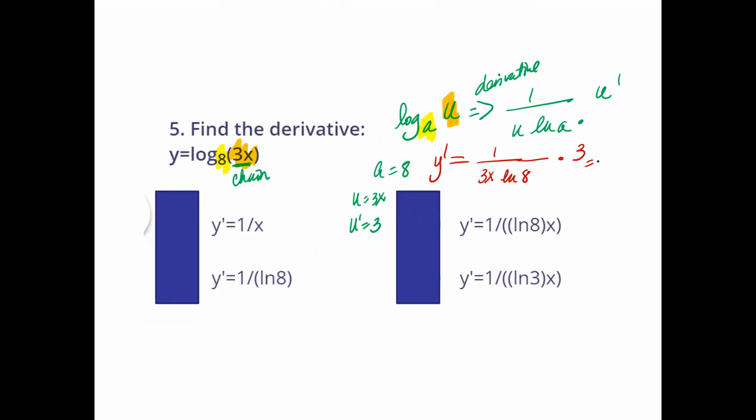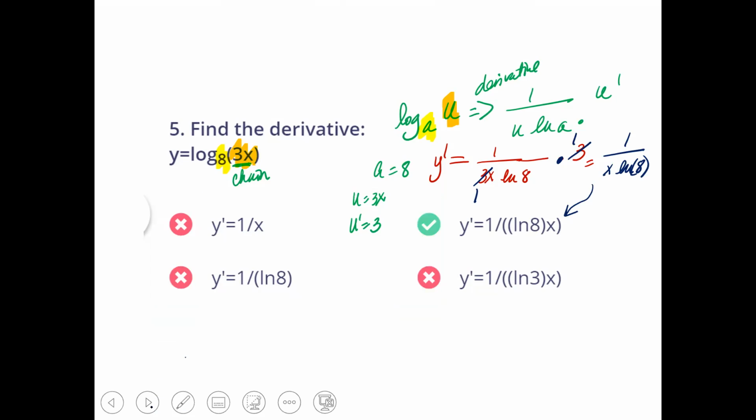So if I simplify this, you can see that the answer has 3's on top and bottom, and because they're multiplied, you can actually cancel the 3 on top and the bottom. So I have a 1 on top, x ln 8. So which one does that match? I believe it matched this one right here. And that is correct.